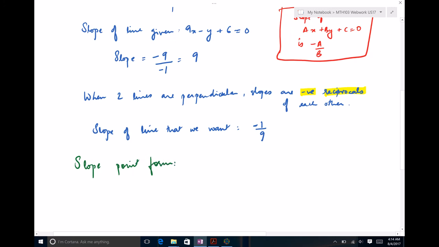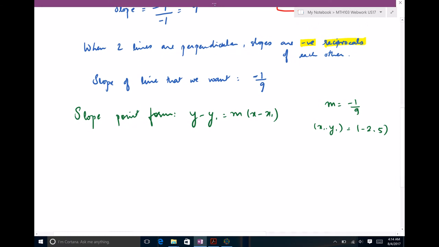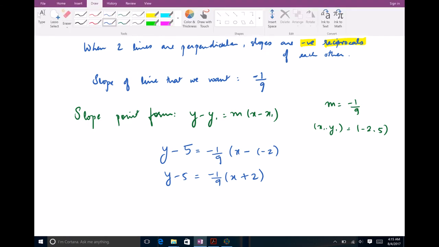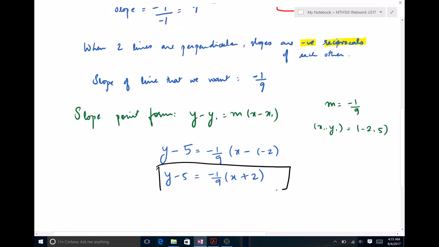in the point slope form by using the formula y minus y1 equals m times x minus x1. Now in this case, the slope m is negative 1 over 9, and the x1, y1, which is the point, is negative 2, 5, which was given in the question. So I can write down the equation in point slope form, which is y minus 5 equals negative 1 over 9 times x minus negative 2. So that's y minus 5 equals negative 1 over 9 times x plus 2, since negative negative makes a positive. And this is the equation that I'm looking for in the point slope form.